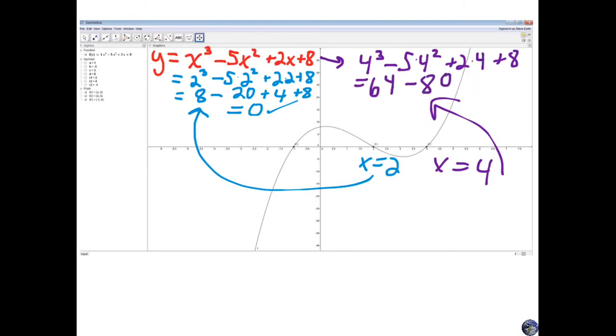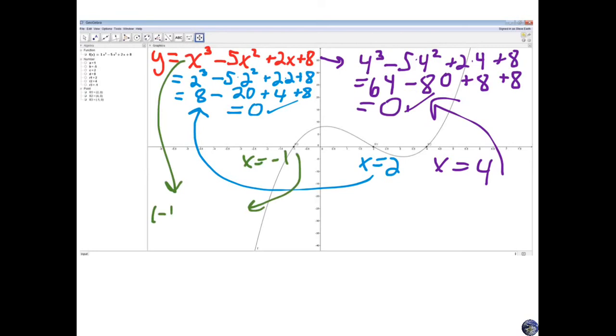Well, what does that come out to be? Well, 4 cubed is 64, again, same sort of deal. 4 squared is 16, 5 times 16 is 80, 2 times 4 is 8, plus 8. Well, let's see if we can add this up in our heads. 8 and 8 is 16, 64 and 16, oh, that's 80. I'd like to do the positives first, right? So we get the 80 minus 80, comes out to be 0 again.